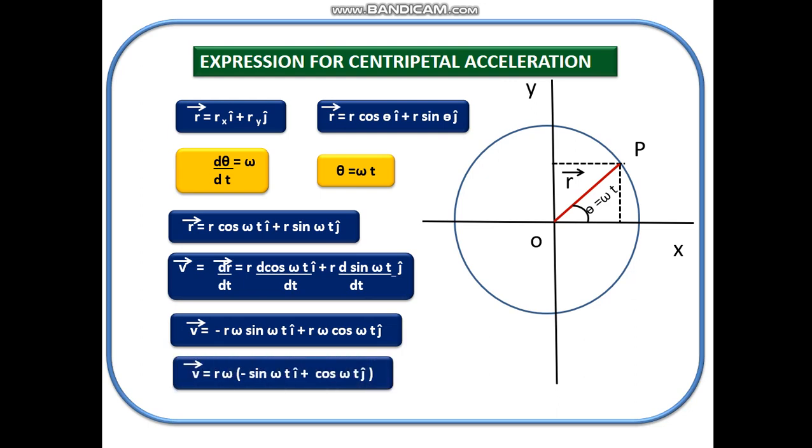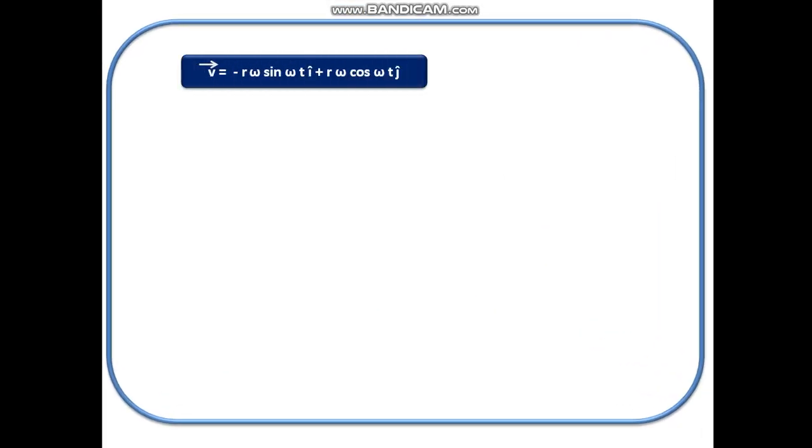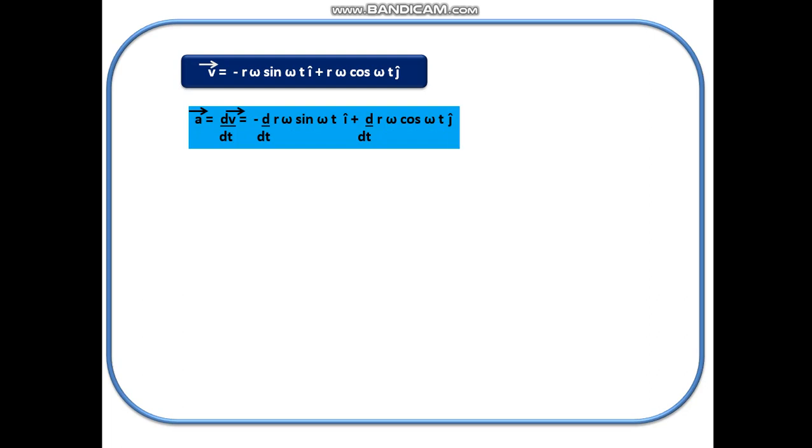We take out r omega common and we get v vector is equal to r omega into minus sin omega t i cap plus cos omega t j cap. Now we take that equation again and we find out the acceleration by taking the rate of change of velocity, because rate of change of velocity is acceleration, that is minus d by dt of r omega sin omega t i cap plus d by dt of r omega cos omega t j cap.